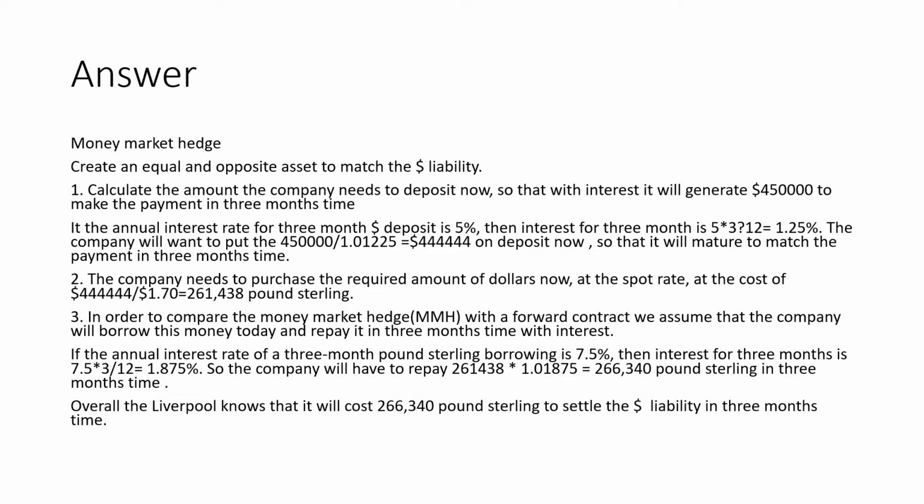If the annual rate for a 3 month deposit is 5%, then the interest for 3 months is 5 multiplied by 3 divided by 12, as we have to calculate the interest amount for 3 months only, because we are making the investment for 3 months. So the company will want to put 450,000 divided by 1.0125, which is 444,444, on deposit now, so that it will mature to match the payment in 3 months' time.